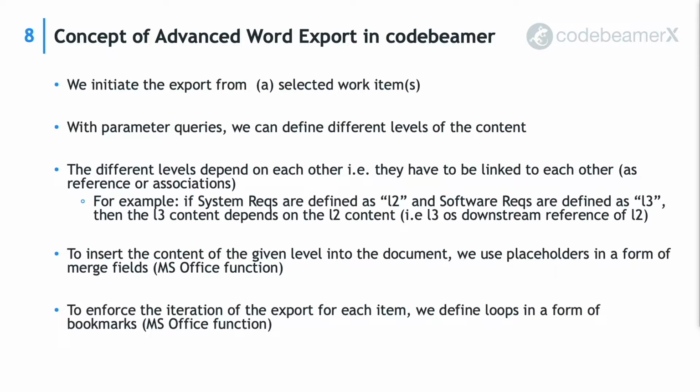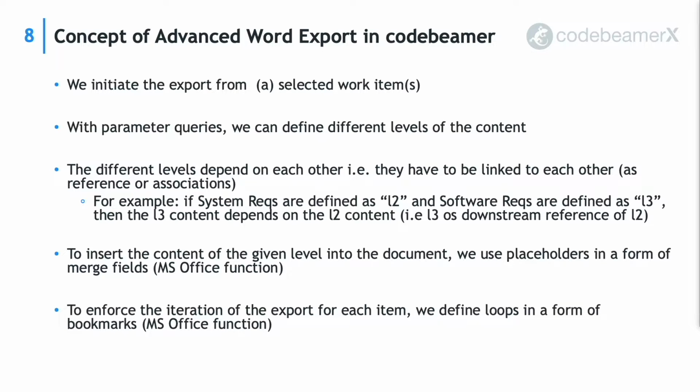And now let's review the base concept, the main features of the advanced word export. First of all, we can set the initial item or items of the export that will dynamically determine the scope of the export, as we've seen in use case 2. Then, using parameters with queries, we can define different content levels. The different levels depend on each other. In other words, they have to be linked to each other as references or associations.